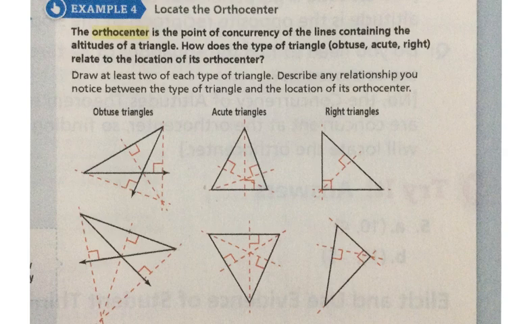Then we're going to talk about acute triangles. The orthocenter of an acute triangle occurs inside the triangle. And then the orthocenter of a right triangle occurs on the triangle.